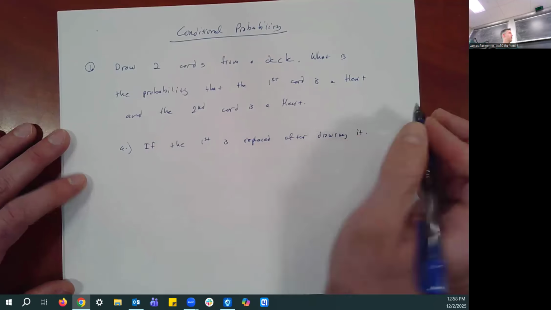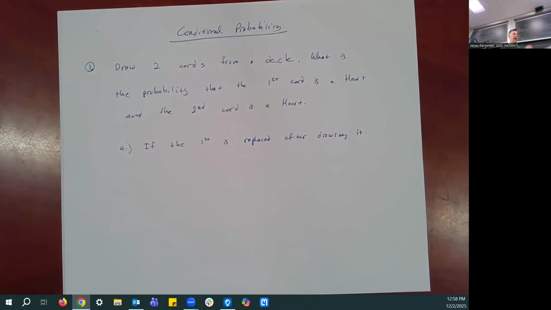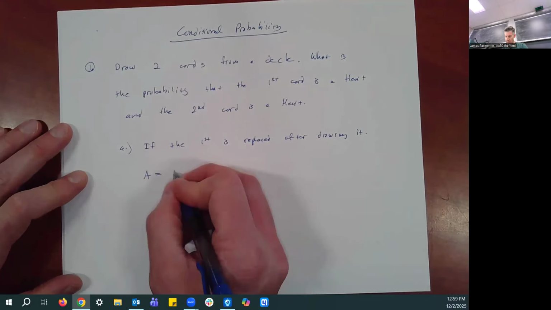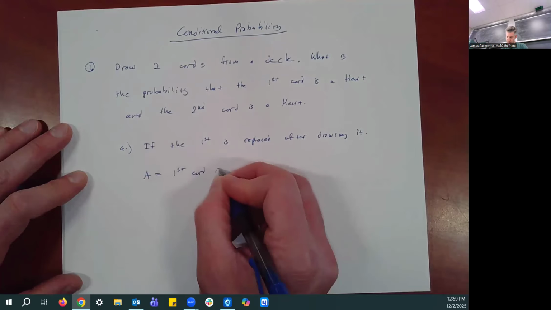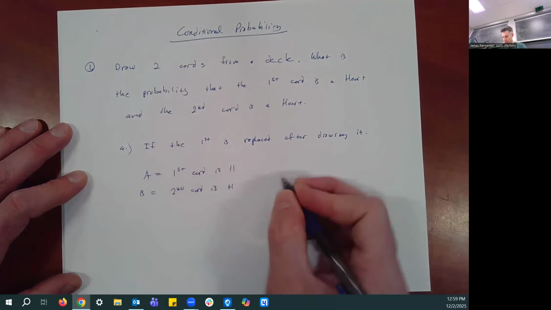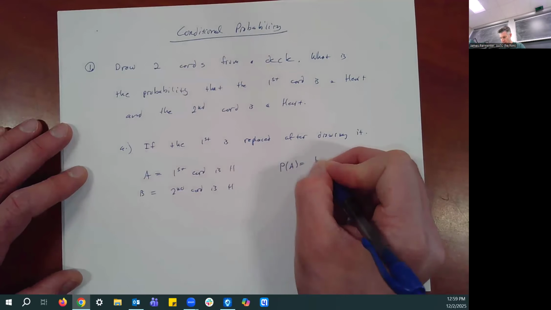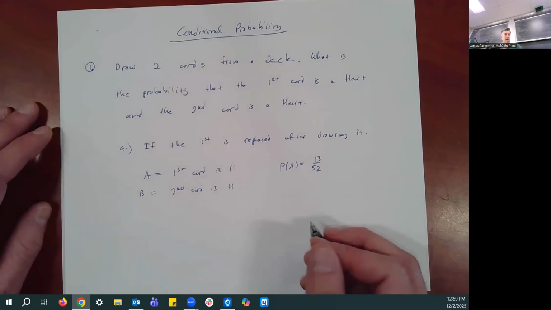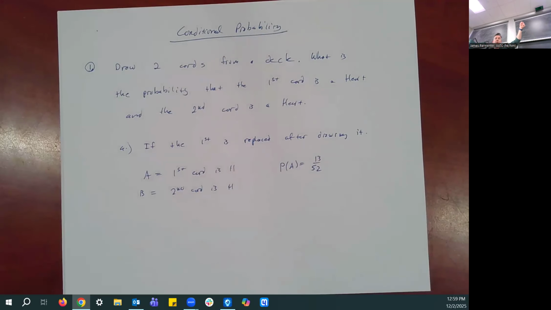So this is often called, with replacement. Okay, I got a deck of cards. I take one off the top. What are the odds that the first card is a heart? Well, there's 13 hearts out of 52 cards. So I can write some things down. A is the first card is a heart. B is the second card is a heart. So the probability of A is 13 out of 52. And the probability of B is also 13 out of 52 because after you draw that card, regardless of whether or not it was a heart, you put it back in the deck, maybe shuffle, and draw another card, and it's the same probability.